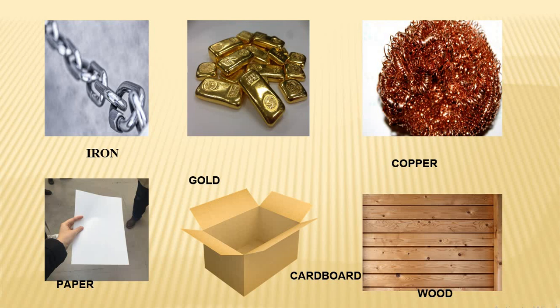And what about the non-shiny materials? If I see the paper, the cardboard, and the wood, these do not have that luster which iron, gold, and copper have. So, we have studied and understood what material properties are, and we have also studied the first property, appearance, on the basis of which we can segregate or sort out the materials into groups.